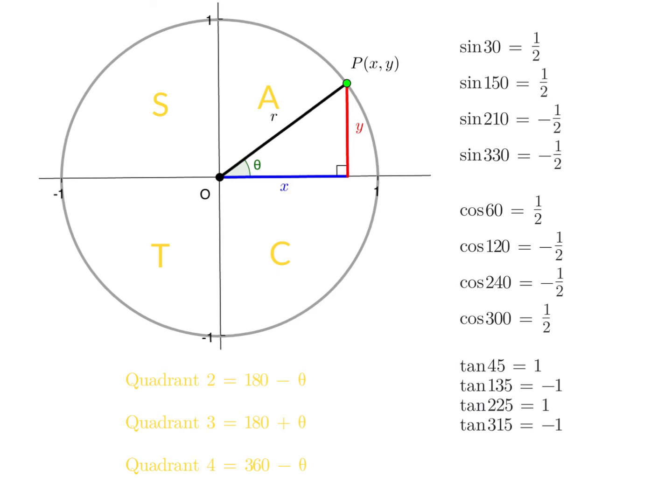Checking our quadrants with our angles, so using the 45, quadrant 2, 180 minus 45 is 135, quadrant 3, 180 plus 45 is 225, and quadrant 4, 360 minus 45 is 315.